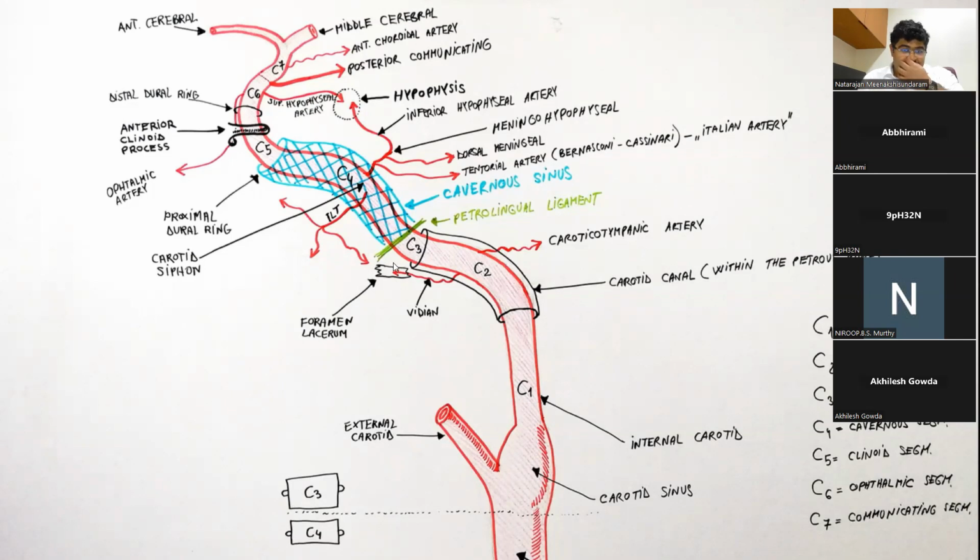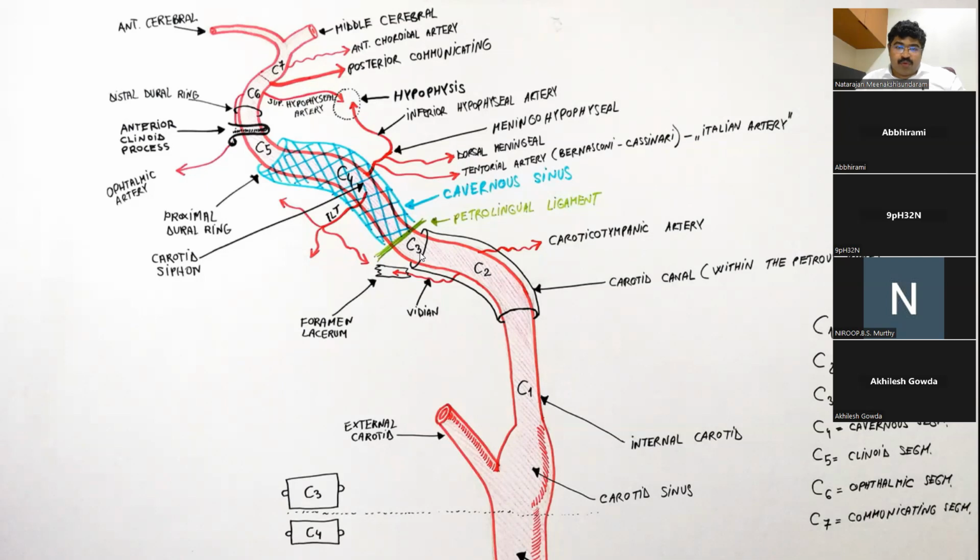And then this is the lacerum part. This part of the carotid artery runs over the foramen lacerum. Actually, it is not an actual foramen. It is a defect which is covered with cartilage in the adult. The internal carotid artery runs over the foramen lacerum; it does not pass through that foramen. So that is called the lacerum part.